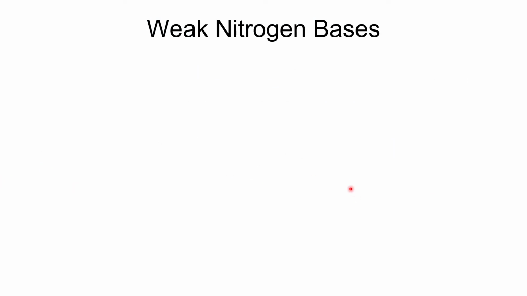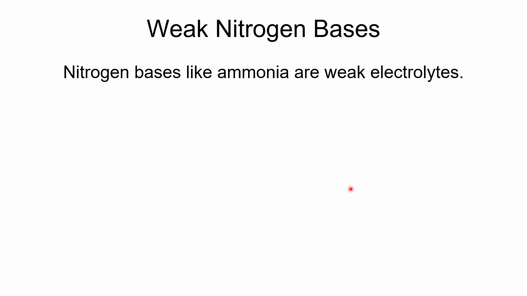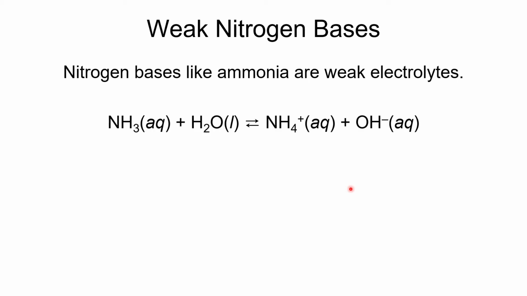All right, we also have nitrogen-containing bases, and these nitrogen-containing bases, like ammonia, when we put them into water, they only dissociate a little bit. The amount that they dissociate depends on how strong of a base they are, but they only dissociate a little bit. Ammonia, for example, when we put it into water, about 1% of the ammonia molecules will dissociate to give us ammonium ions and hydroxide ions. So 99% of them are going to stay in the form of ammonia.